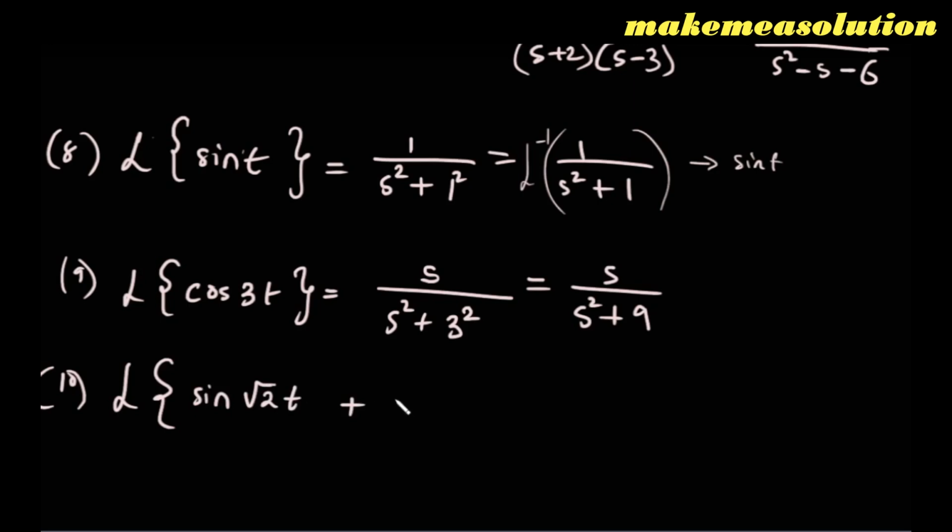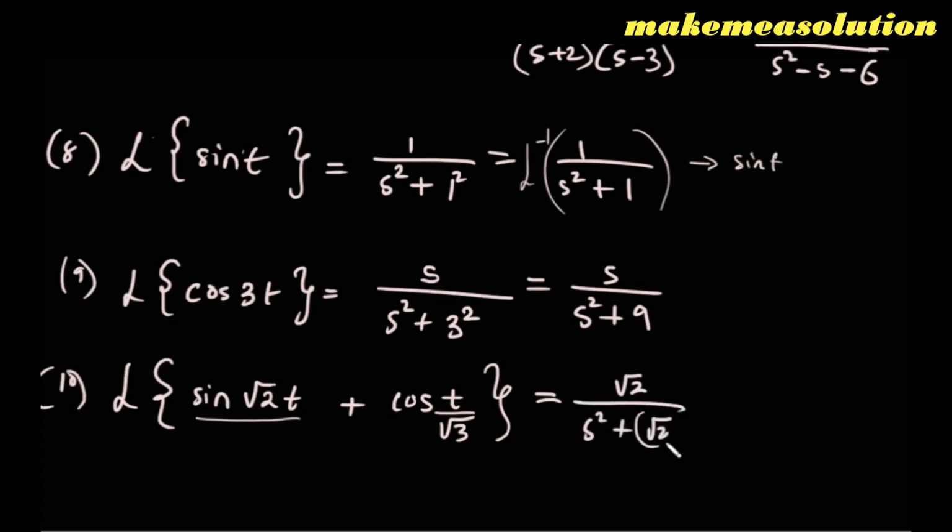So what if you have number 10, the Laplace transform of sine root 2t plus cos t over root 3? Okay, this one is a little tough. Applying linearity, I'll find the Laplace transform of this one, which is going to give me root 2 divided by s squared plus root 2 squared, then plus, for this one, s divided by s squared plus 1 over root 3 squared. Is that okay for this case?